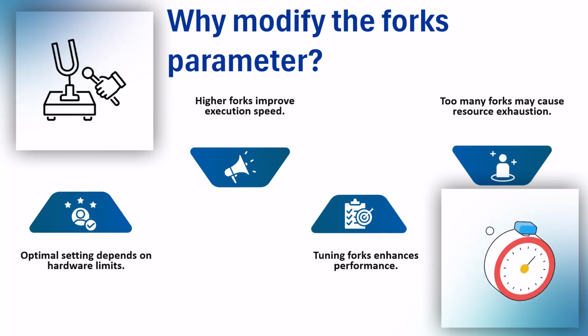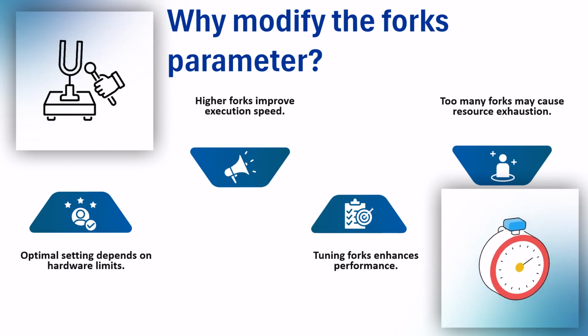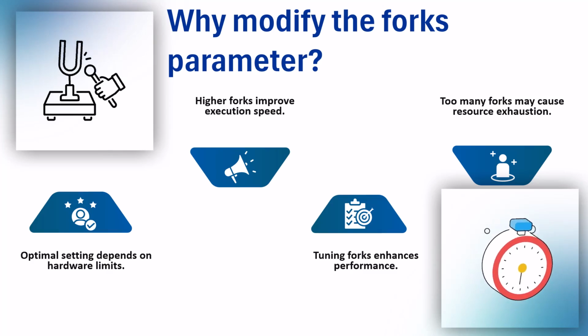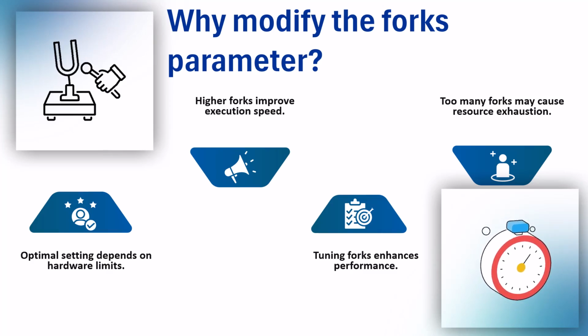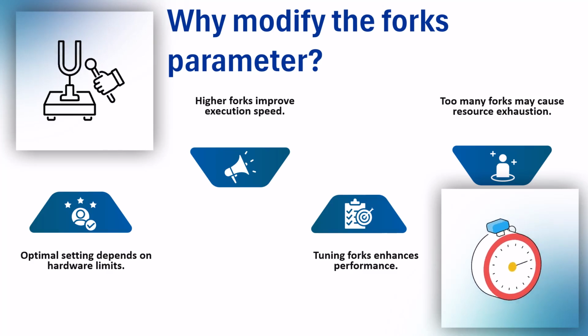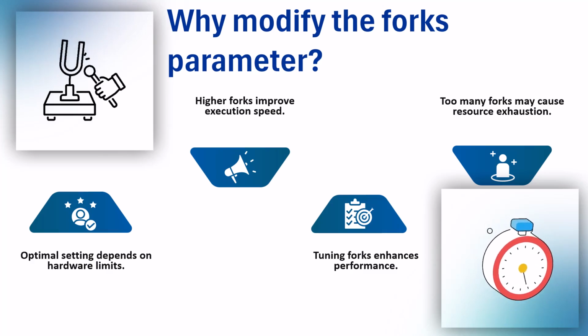Tweaking forks is like tuning an engine. You want power without overheating. More forks can accelerate automation, but excessive forks may drain CPU and memory. Finding the perfect balance ensures efficient task execution while keeping your system happy.